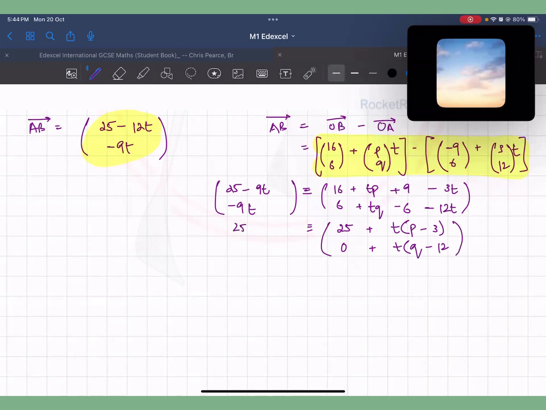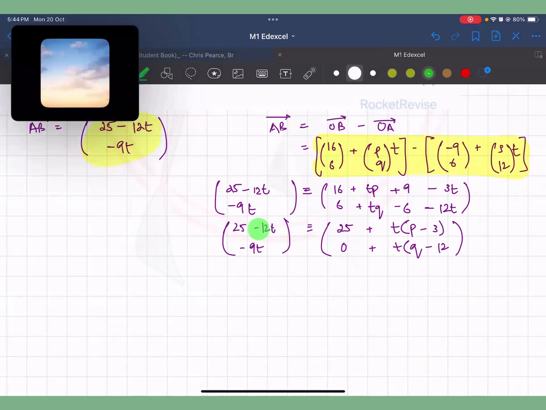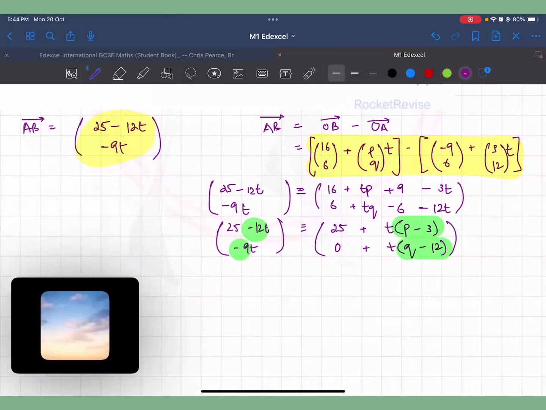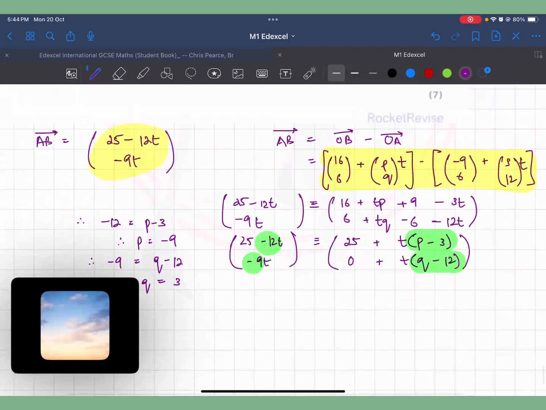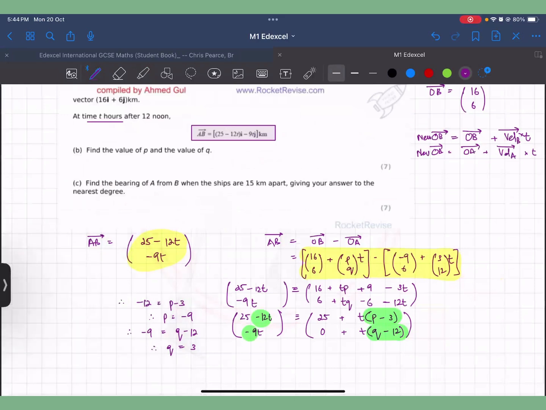After a simple comparison, you can see the coefficient of t in the x coordinate and the coefficient of t in the y coordinate. This means that -12 is equal to p - 3, so your p comes out as -9. And -9 is equal to q - 12, so your q comes out as 3. Okay, got it?